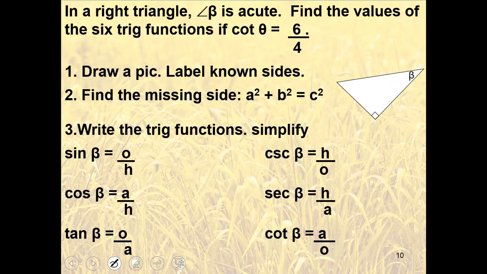Okay, let's try this one. You know what? Why don't you try this one on your own and come back? Also, hint, hint, hint, you can reduce this and it'll make your simplifying easier. So cotangent is 6/4. So go ahead and reduce that to 3/2. Cotangent is what? Adjacent over opposite. Here's your beta. Okay, now hit pause and give it a whirl.